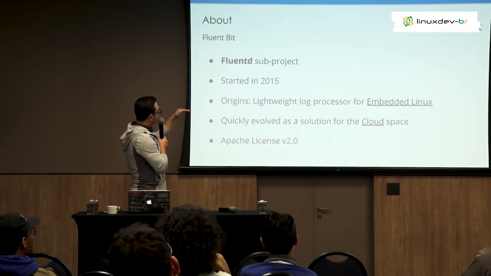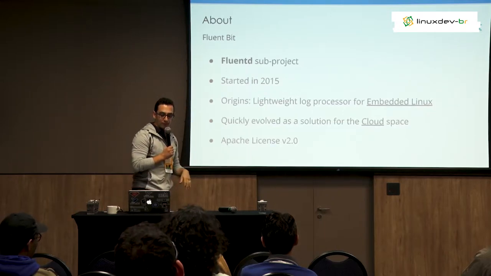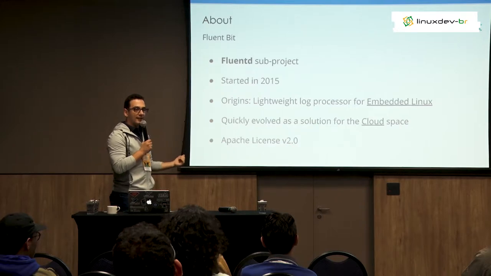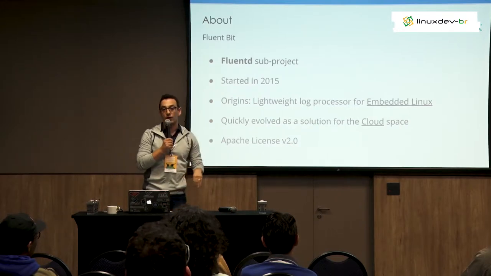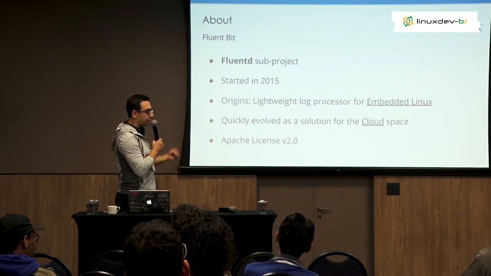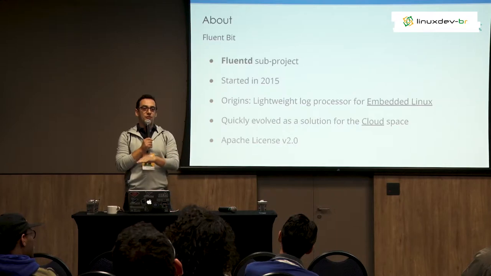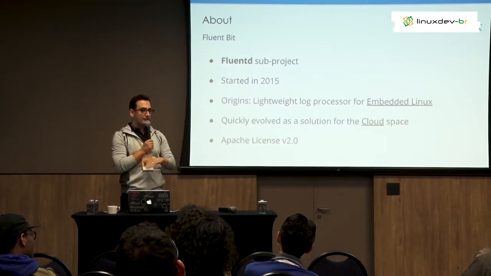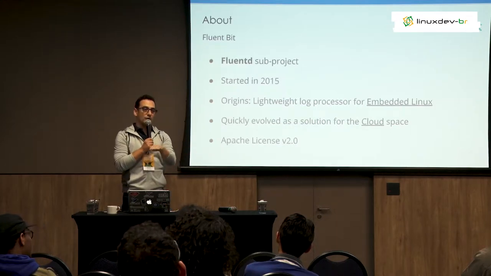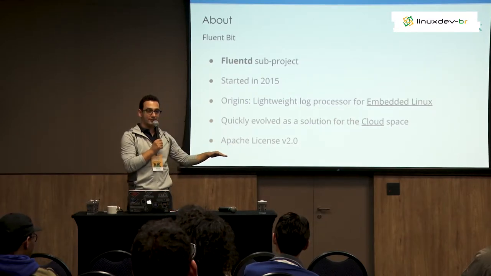So Fluent Bit started as a Fluentd subproject. It started 4 years ago. And it originally started as a lightweight log processor for embedded Linux. But what happened is that after 2 or 3 years of development, the embedded market did not pay too much attention to the project. So you can say that the project was dying. But no, because people from the cloud space said, hey, this is great. We're going to use it.